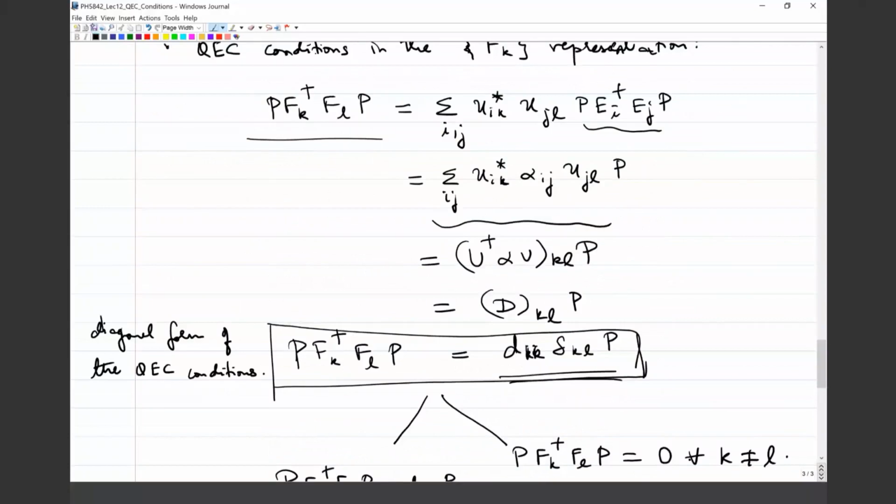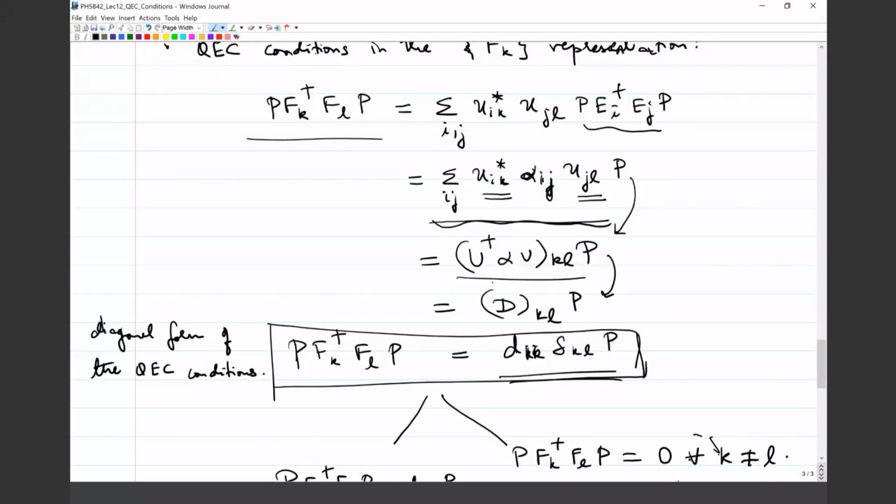How do you get to the box? I mean, capital D_kl P, how is it written as small d_kk delta kl? You're asking me about these last two steps? Yes, last two steps. Okay. So this comes from the fact that I'm summing over i and j. So this is alpha ij. This is elements of U dagger. This is elements of U, right? So this whole thing summed over i and j is nothing but the klth element of the matrix multiplication U dagger alpha U. Is that step clear? Yes, sir.